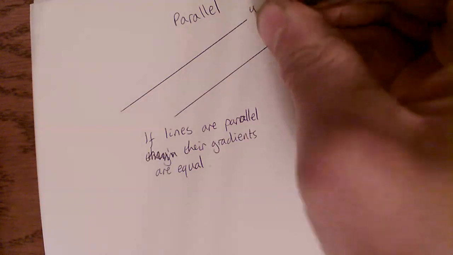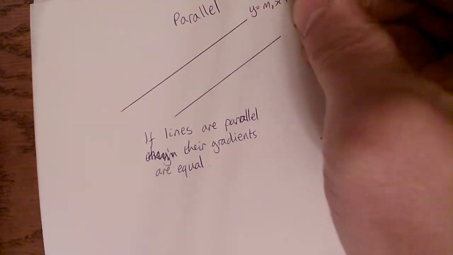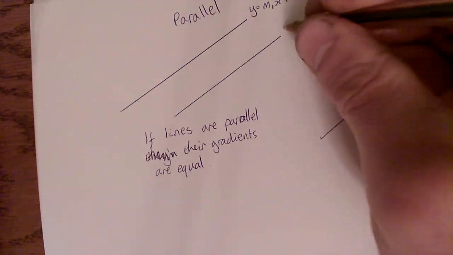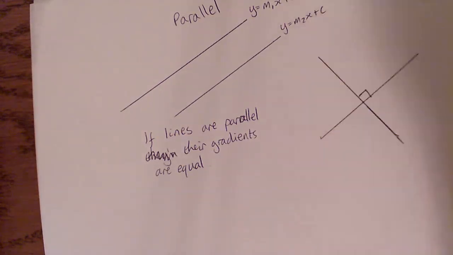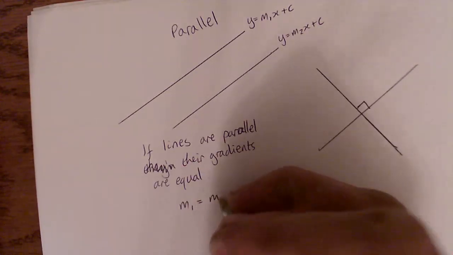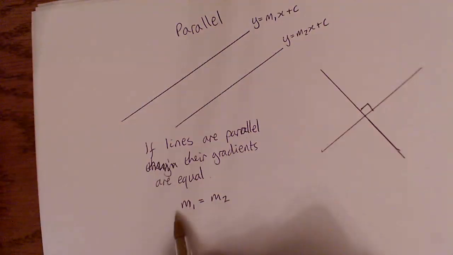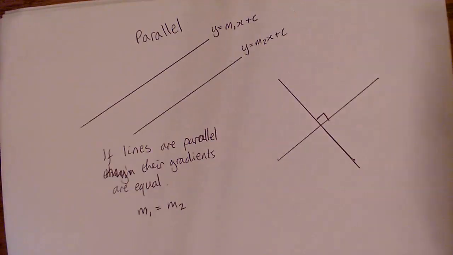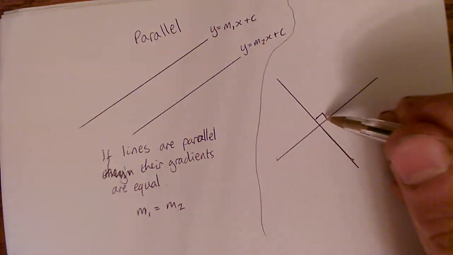So if we have y equals m1x plus c, so some gradient and some y-intercept, and y equals m2x plus c, then in this situation we have that m1 equals m2. So our two gradients, just using m for a gradient, the two gradients are equal. Our second situation that we're interested in is this one, where they're meeting at a right angle.